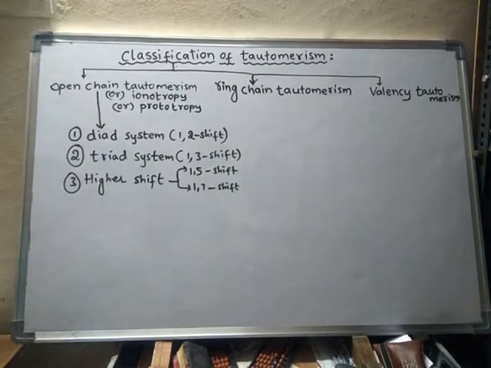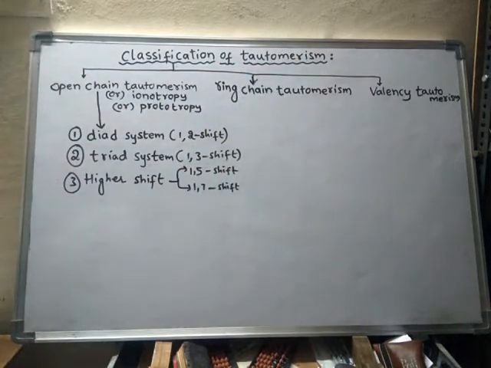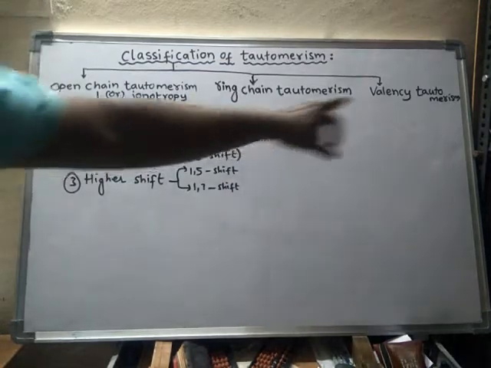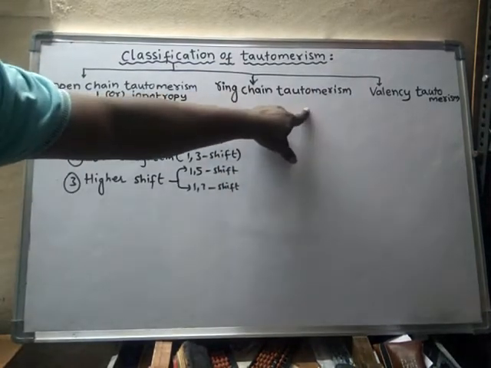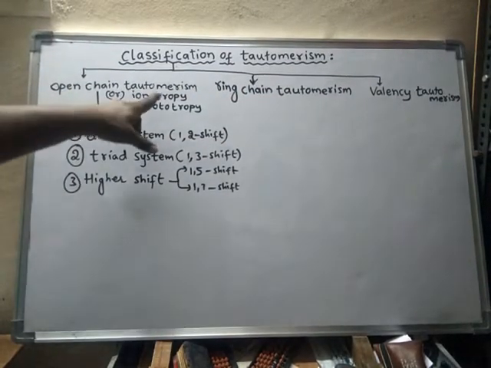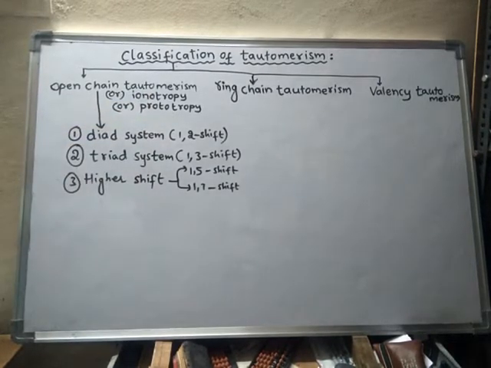We were learning about tautomerism. In the part of learning tautomerism, today we learn the classification of tautomerism. So, how is tautomerism classified? This tautomerism is classified into three classes: open chain tautomerism, ring chain tautomerism, valency tautomerism. Open chain tautomerism is also called ionotropy or prototropy.